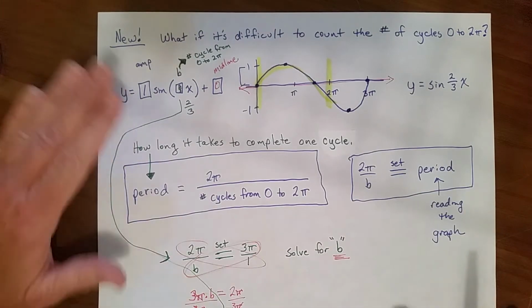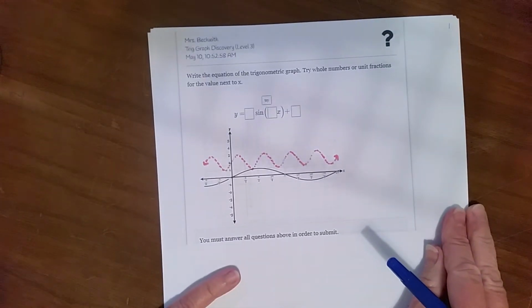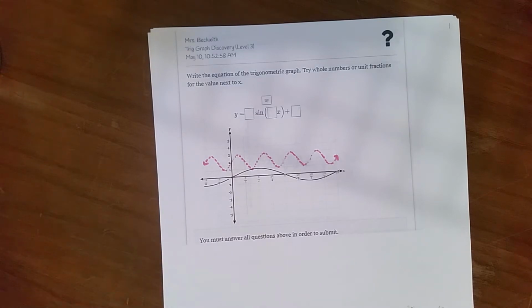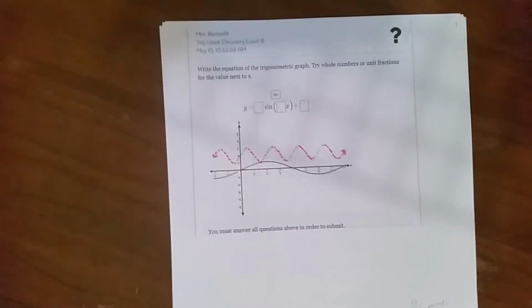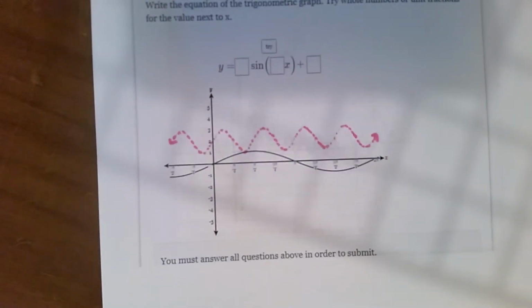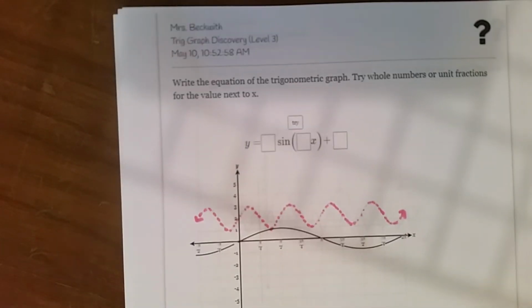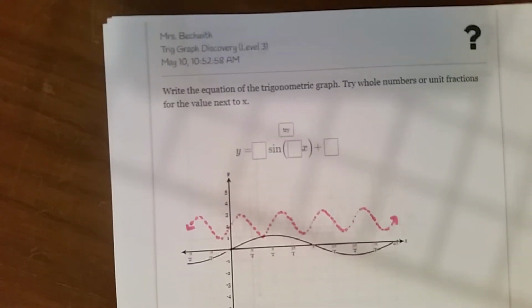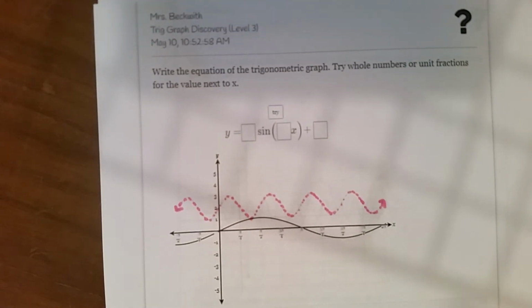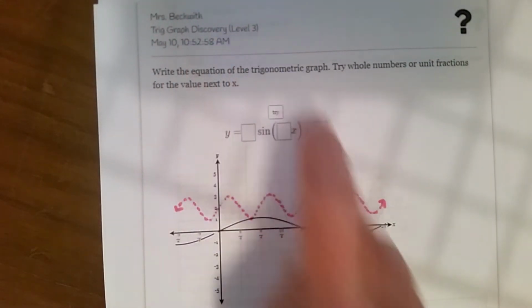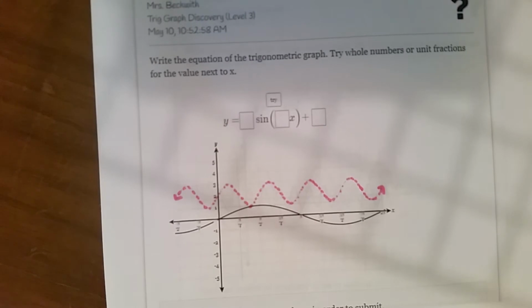Okay, let's do this. You guys are doing great. All right, here we go. In fact, I'm going to lower this so we can see this a lot better. Let's just take a second to lower this. Hope you're having a good day. There we go. Okay, here we go. Actually, let's just do that. It says Trig Graph Discovery Level 3. And I'm going to refocus now.